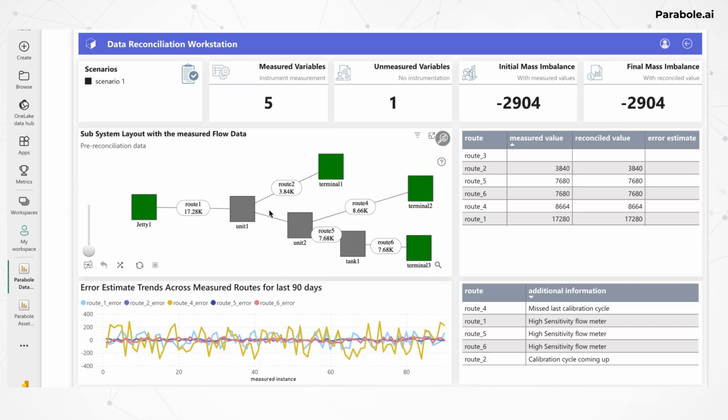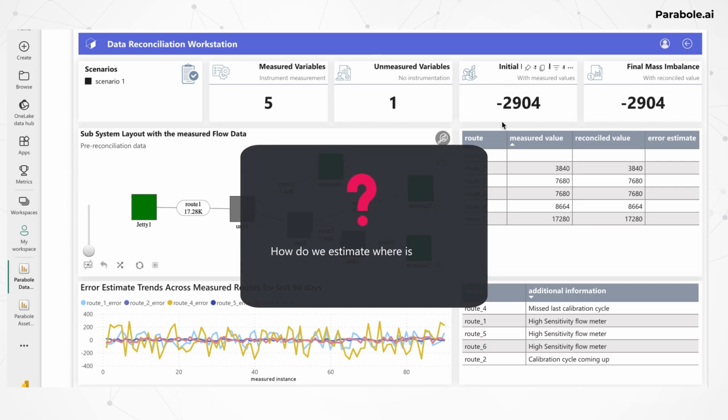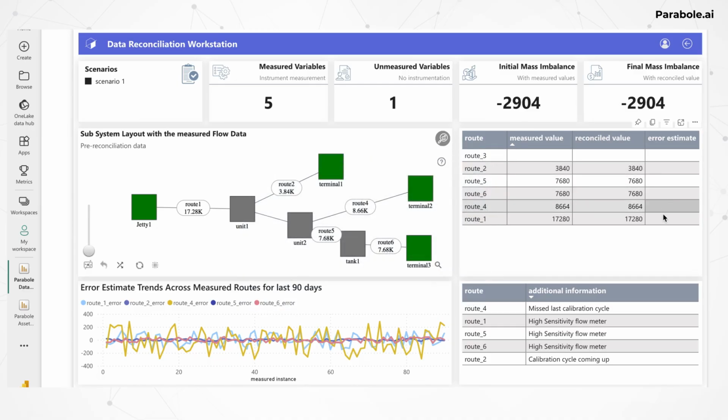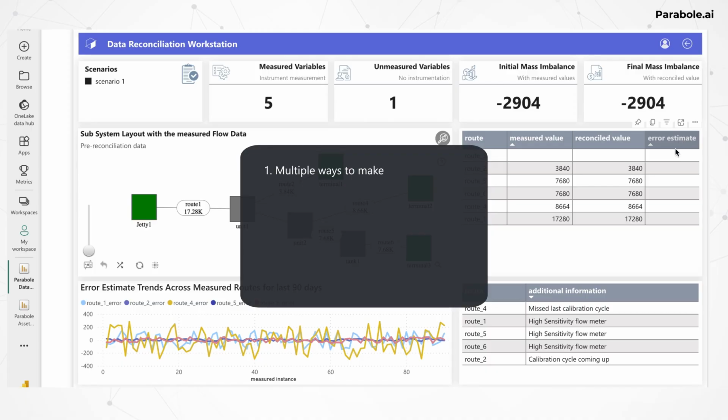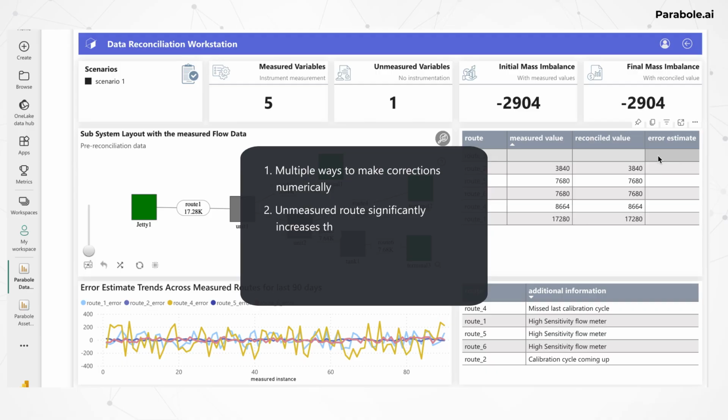Looking at an end-of-the-day flow measurement, we see an overall imbalance of minus 2.9 K units. How do we estimate where the error is and then reconcile that to the measurement? We face 2 computational challenges in the conventional error estimation and mass balancing approach. First, there are multiple ways to make corrections numerically. Second, the unmeasured route significantly increases the optimization solution space.